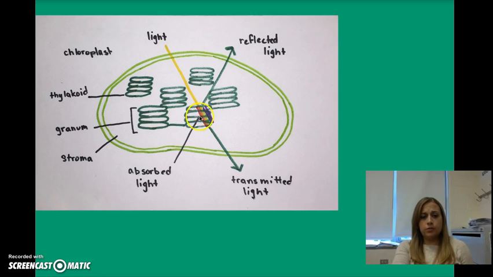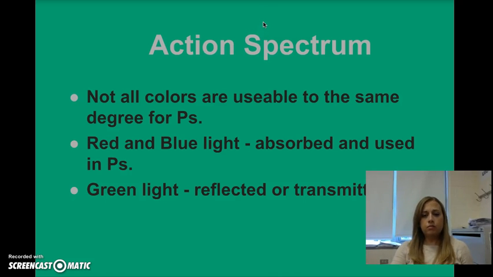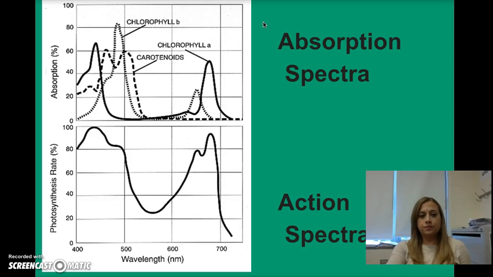Some light is going to be absorbed, so here you can see red, orange, yellow, blue, and then violet light being absorbed, and then you have green light that is transmitted and reflected. So what does that mean? Well, not all colors are usable to the same degree for photosynthesis. So red and blue light, for example, they are absorbed and used in photosynthesis, whereas green light is going to be reflected or transmitted. Green light is not good for use in photosynthesis.